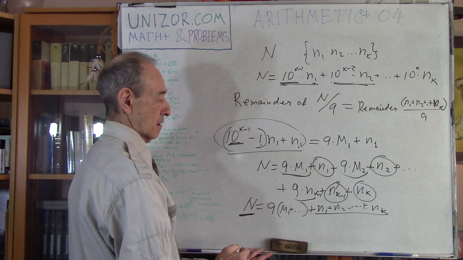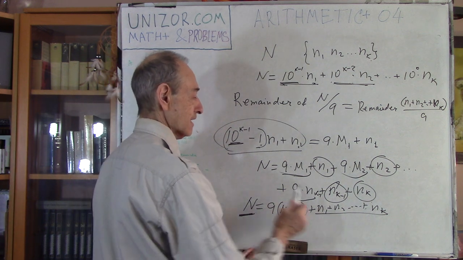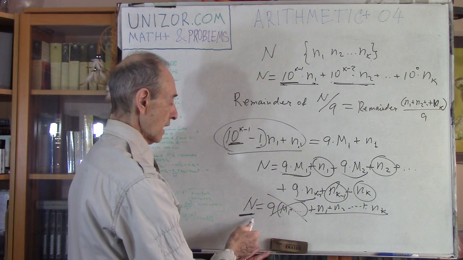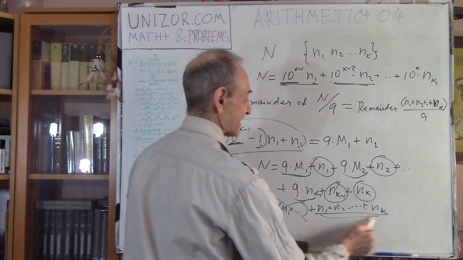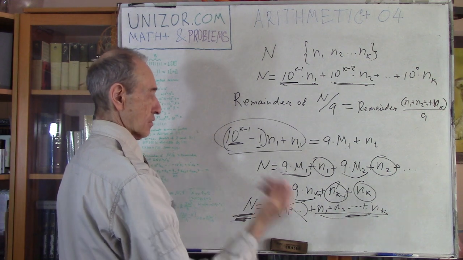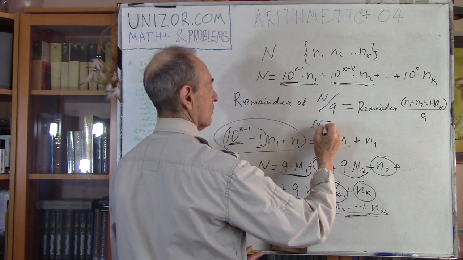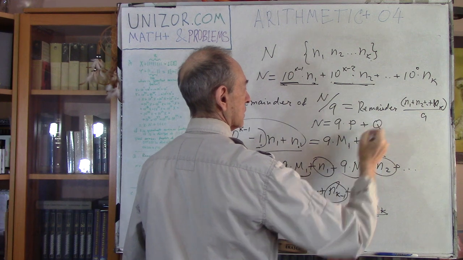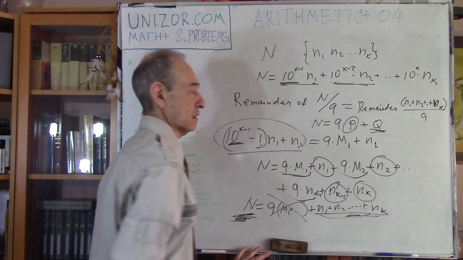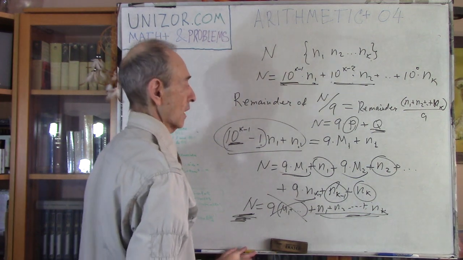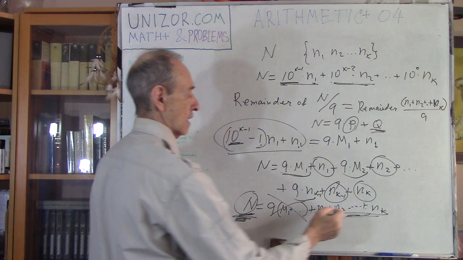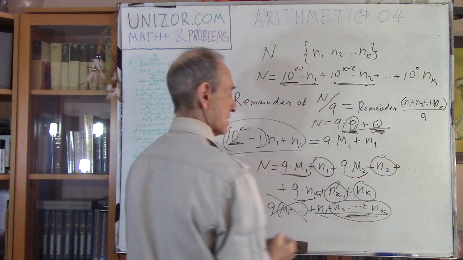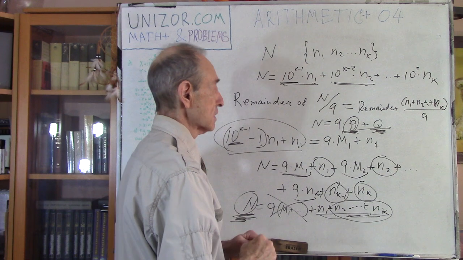The sum of digits and n have to have exactly the same remainder if you divide by 9, because this piece is divisible by 9, right? So if you divide by 9 and you have some remainder here, you must have exactly the same remainder here, because the representation of any number divided with a certain remainder is n equals 9 times p plus q, right? q is the remainder and p is the quotient. And that's a unique representation. So if n is equal to this, then the sum of its digits must be exactly like this, which means p should be the same and q should be the same. That's why the remainder is the same. That's the end of the proof.